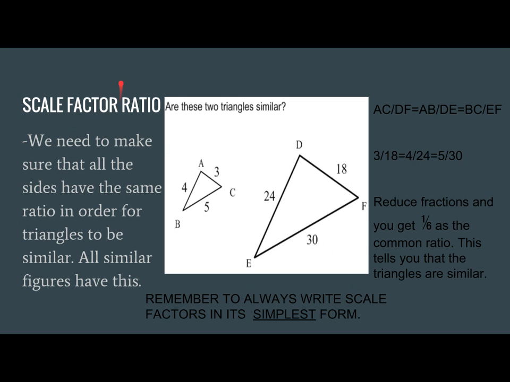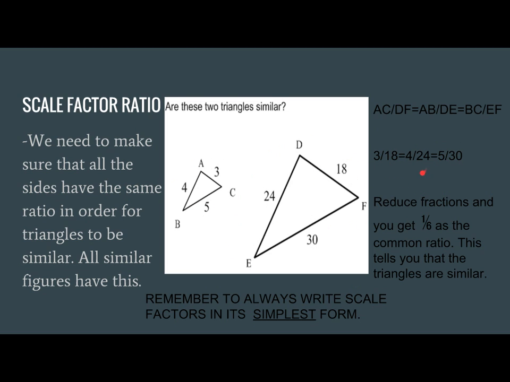So for the corresponding sides to be in proportion, we need to make sure we have the same scale factor ratio. So remember how we put one side over another? You see these are AC and DF. I'm just taking an example here. AC and DF are corresponding sides, right? And AB over DE are corresponding sides. BC and EF are corresponding sides too.